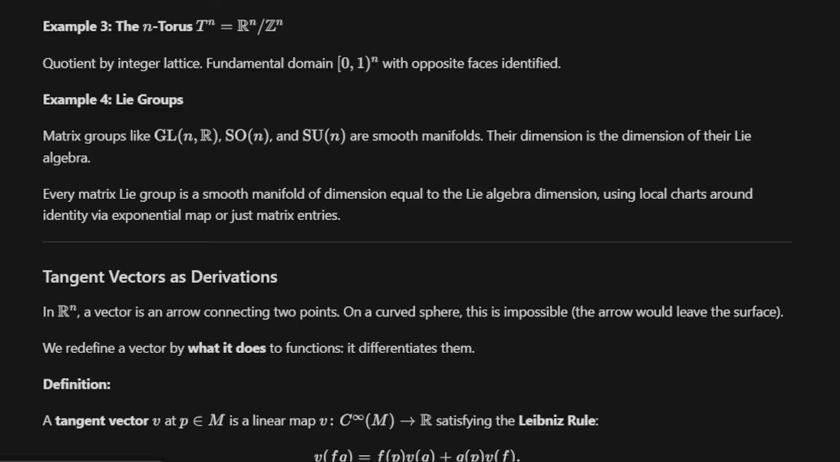There are also Lie groups. Some groups in physics like SU(2) or SO(3), rotations in 3D space, essentially are manifolds. Or even just general linear groups as well. Their dimension is the dimension of their Lie algebra. So every Lie group is a smooth manifold, again, of dimension equal to the Lie algebra dimension, using local charts around the identity, of course, using that exponential map that we talked about last time, or just their matrix entries themselves.